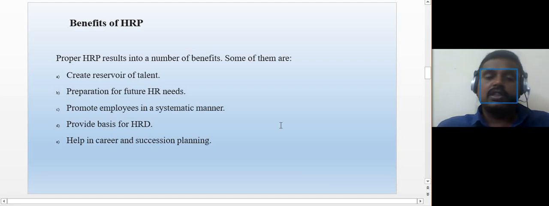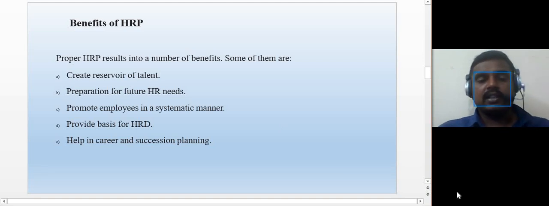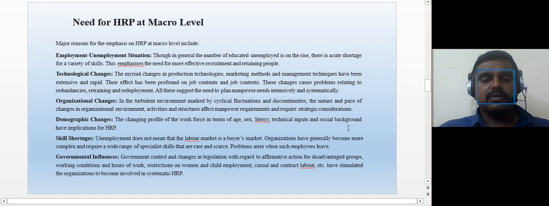We must promote employees in a very systematic manner, which provides the basis for the development of human resources and helps in career and succession planning. So these are the benefits of human resource planning. Next follows the need for human resource planning at macro level.